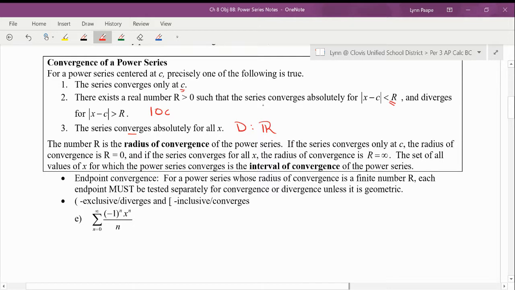So those are the 3 instances. We have a finite value of r. We have a situation where r is equal to 0, and then finally the last situation, when we have an infinite value of r, meaning the domain would be all real numbers.